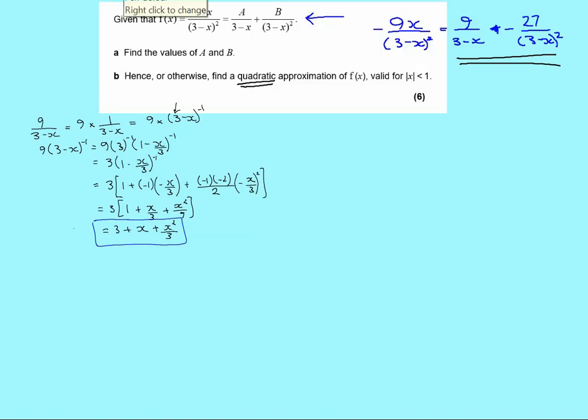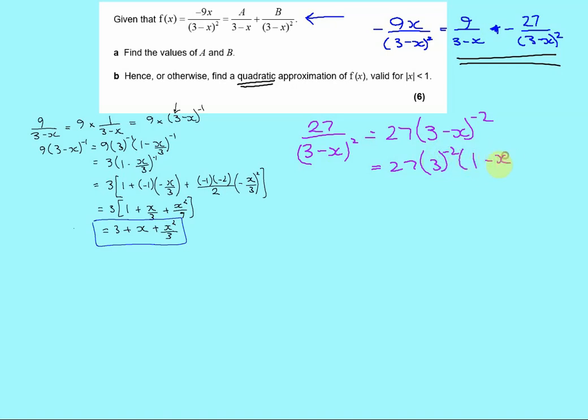So let's go purple. This time we've got the 27, so 27 over 3 minus x squared. That is the same, for the same reasons I explained earlier, as that. Right, okay, this isn't set up either, so we've got to factorize for the 3, just like before, and that takes on that power. This is now a ninth, 3 to the minus 2, so 27 divided by 9, or 27 times 1/9, that is 3 again. And then I'm going to start my expansion.